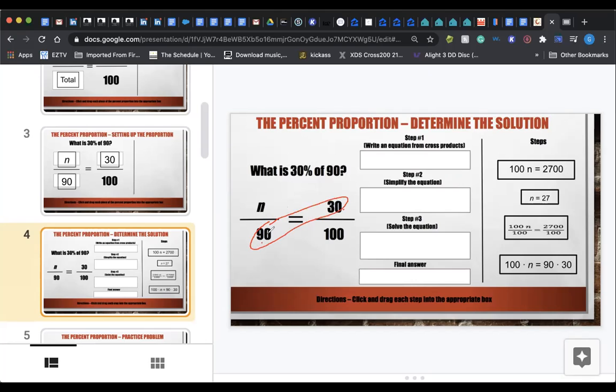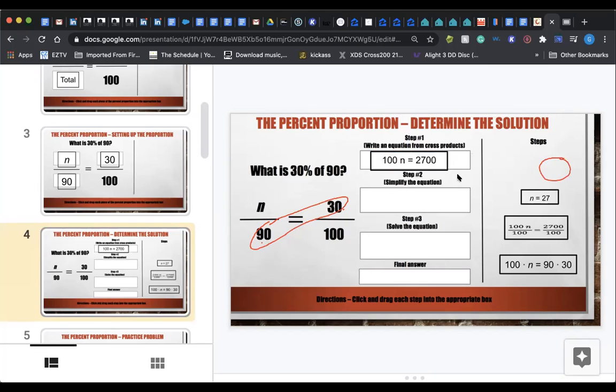Almost. We need one more. You said 90 times 3? Not times 3, times 30. 2,700. 2,700, right? So what I'm going to do is take this and put it up here, right? So my first step is going to be to write an equation for my cross products. It's going to be 100n, right? 100 times n is equal to 2,700.